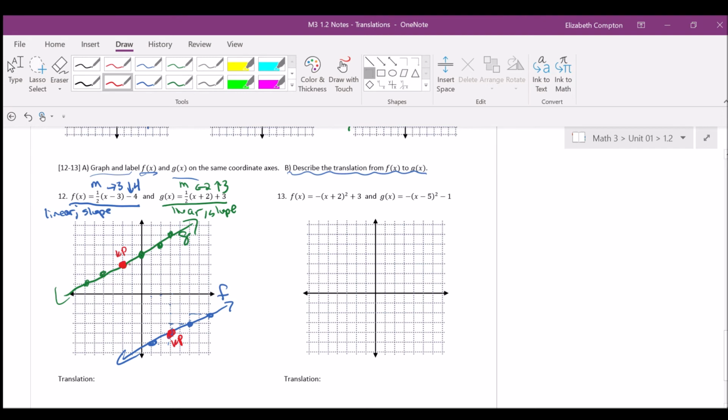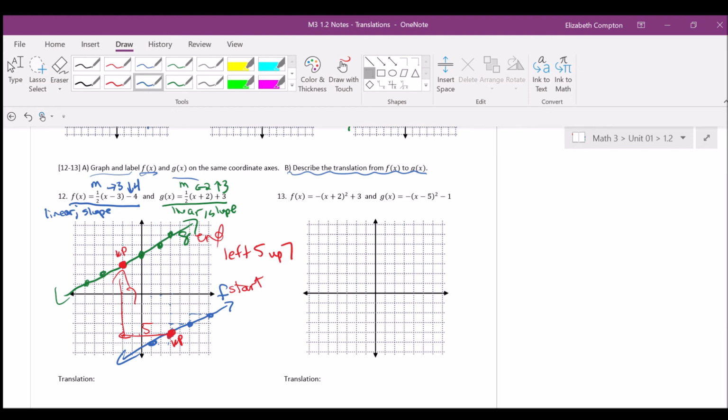How do I get from one key point to the other? Well, we're going to start at F and end at G. So I'm going to go left 1, 2, 3, 4, 5. Up 1, 2, 3, 4, 5, 6, 7. So left 5, up 7.